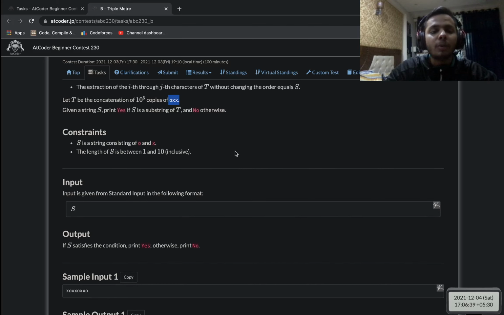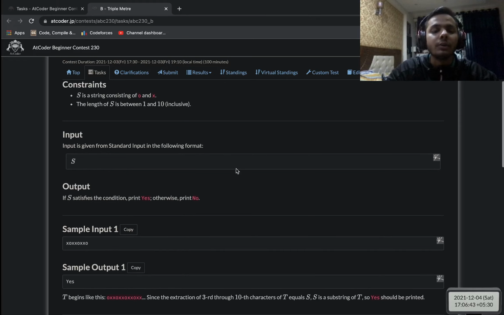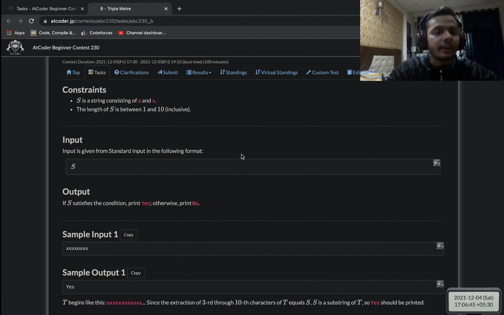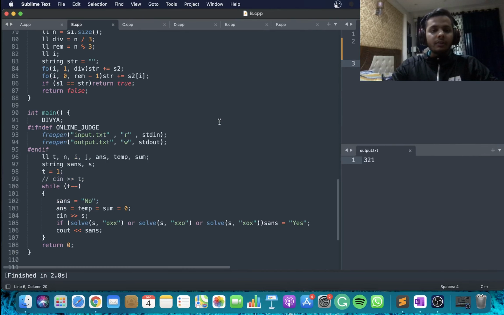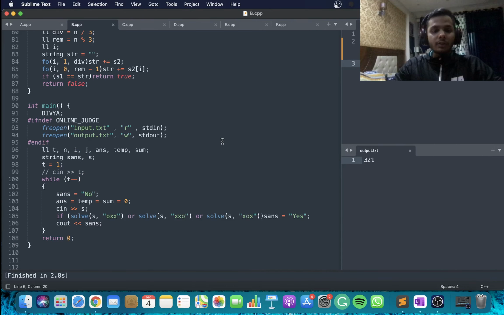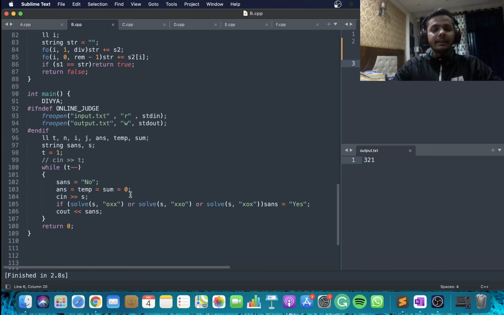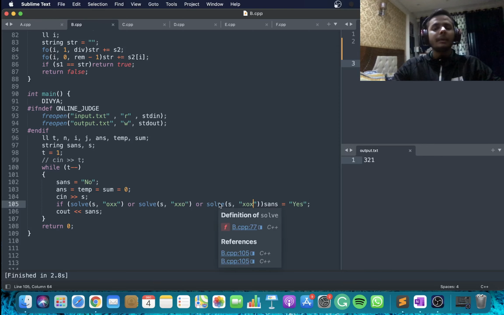So we just have to form all the three types of possibilities and just check if those strings are equal to s or not, right? So yeah, we'll just have a look at the code for better clarity of what I'm trying to say here. So basically what I'm doing is that there are three possibilities. The three types of strings that I have are oxx, xxo, and xox, right? And I'm checking for all of these three strings, and if any one of the solve functions returns true, then my answer will be yes.